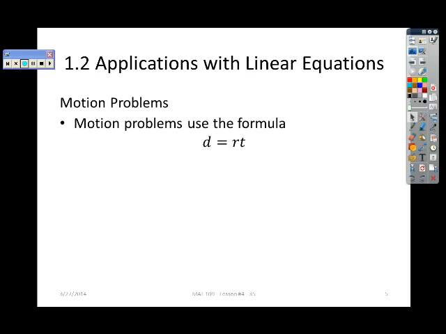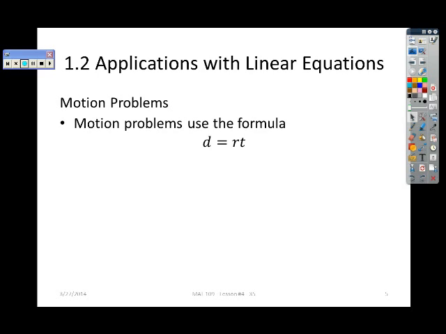This rate has units of distance divided by time. So the rate would be something like miles per hour, or feet per second, or kilometers per hour, or something like that. So this is a formula that is used when you're working motion problems. And there are two different situations with motion problems. One situation is where you have one object that's moving. The other situation is where you have more than one object moving.